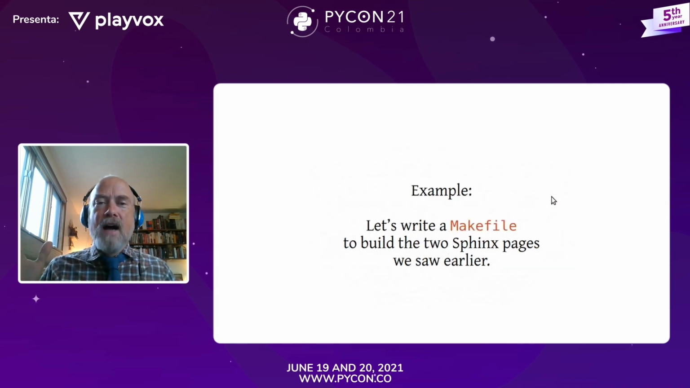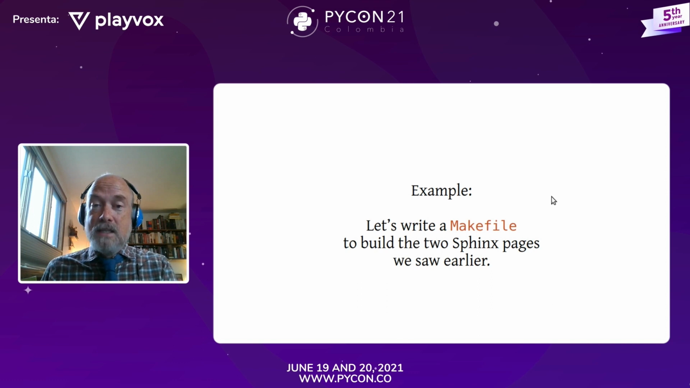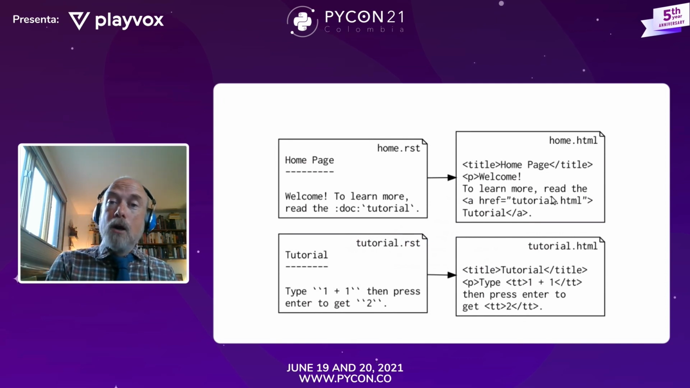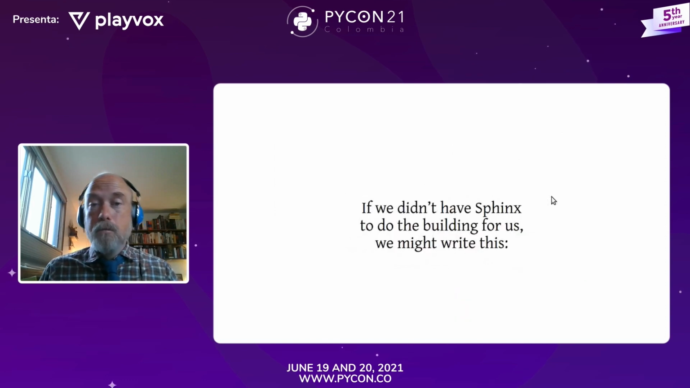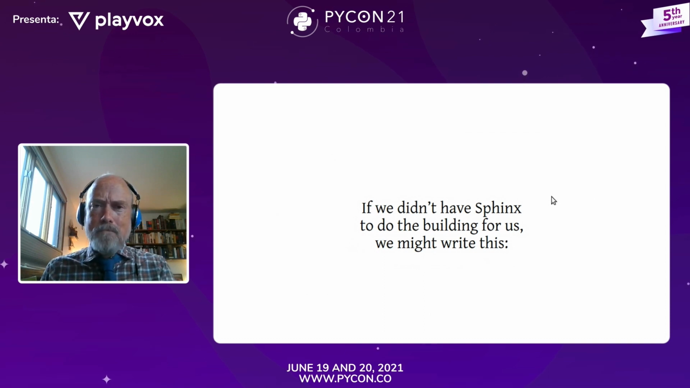Let's write a makefile to build the two Sphinx pages we saw earlier, as though Sphinx itself doesn't exist, and we needed to do it ourselves. Remember, we have 2 RST files, each of which are built to generate HTML files. If we didn't have Sphinx to do the building for us, we might write this.